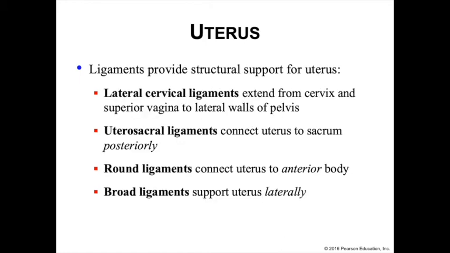Also for the uterus, a ton of connective tissue. So we saw it with the ovary and the fallopian tubes. We're going to have a cervical ligament. We have uterosacral ligaments. We have round ligaments, broad ligaments, a lot of ligaments. You don't need to memorize all the different ligaments, but here again, I just want to show them to you.